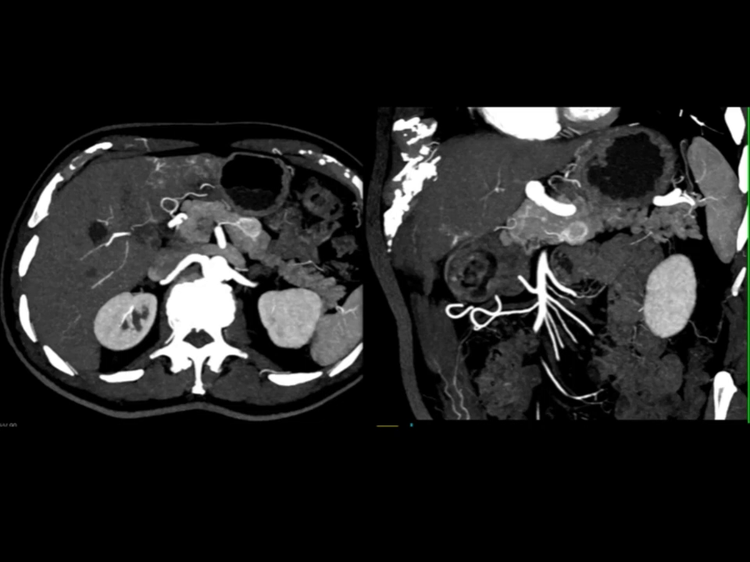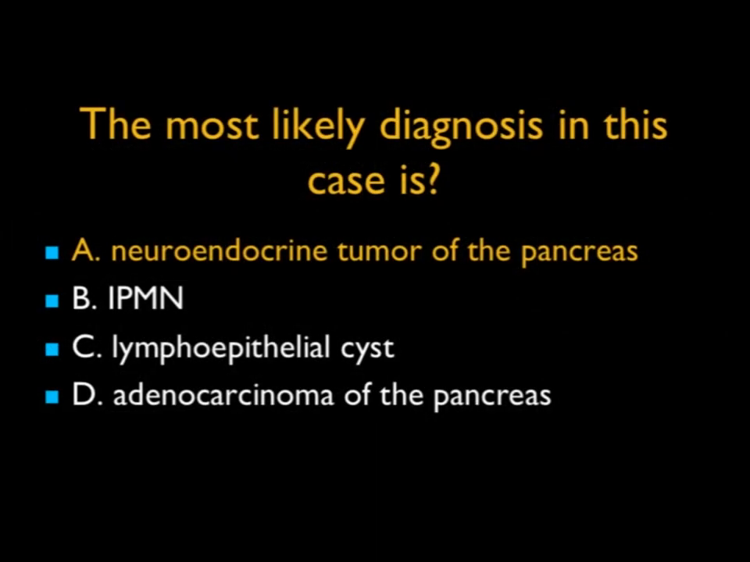If this patient had renal cell carcinoma, it could be metastatic. It's not an IPMN because of the vascularity. It's not a lymphoepithelial cyst, which are usually exophytic, and they're not vascular at all, and it's not an adenocarcinoma. Excellent example of a MIP imaging of a neuroendocrine tumor of the pancreas.